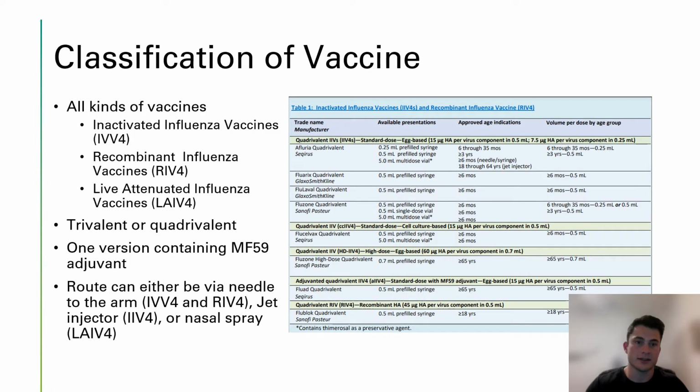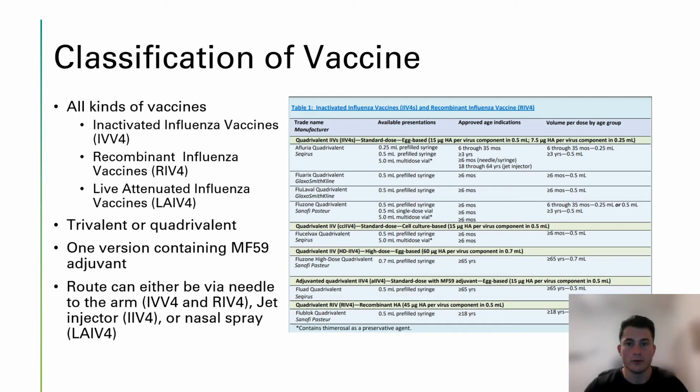The different kinds of vaccines contain either inactivated influenza, recombinant influenza, or live attenuated influenza. So there's a lot of diversity when it comes to the vaccine type. There can be many different reasons why a person might receive one kind over another. For example, only those 65 and older should receive the vaccine containing the MF59 adjuvant.